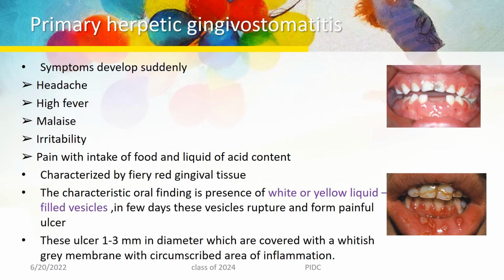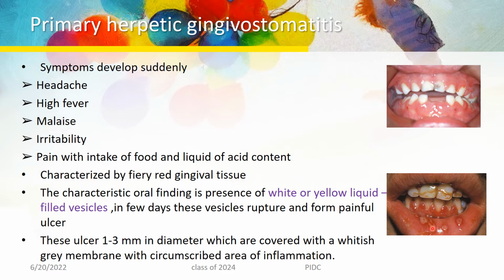Next, coming on to primary herpetic gingivostomatitis. This is common in children. The symptoms develop suddenly, with headache, fever, malaise, irritability, and pain with intake of food and liquid of acid content. This is characterized by fiery red gingival tissue.